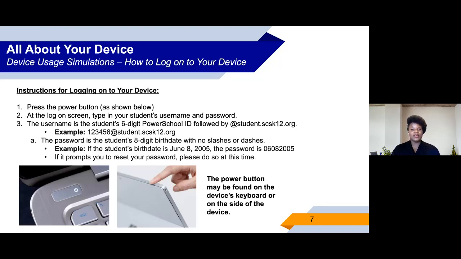All students' passwords will be their 8-digit birth date, without any dashes or slashes. So for example, if a student was born on June 8, 2005, their password will be 06082005. Up next is a video that takes you through the steps of turning on and logging into your device.